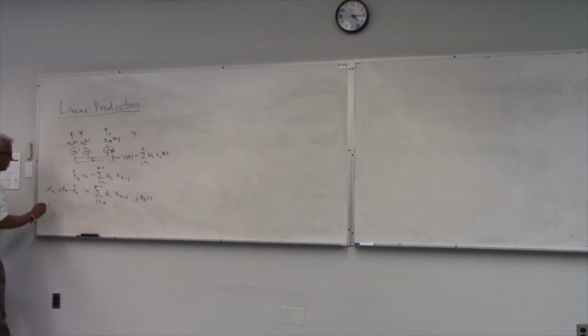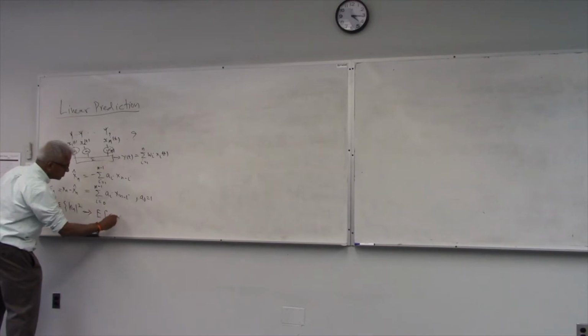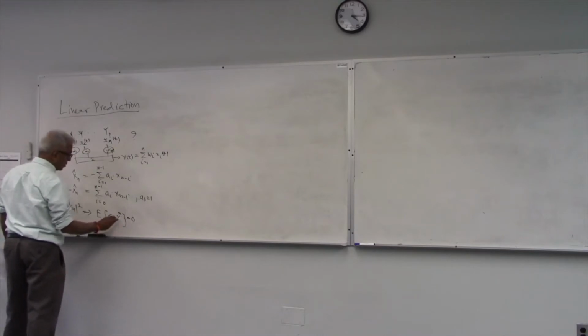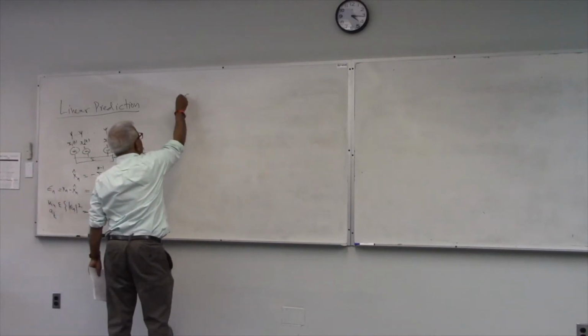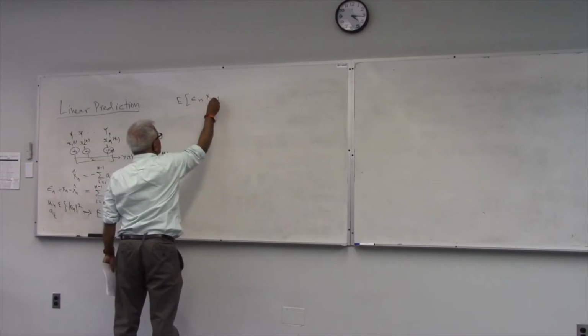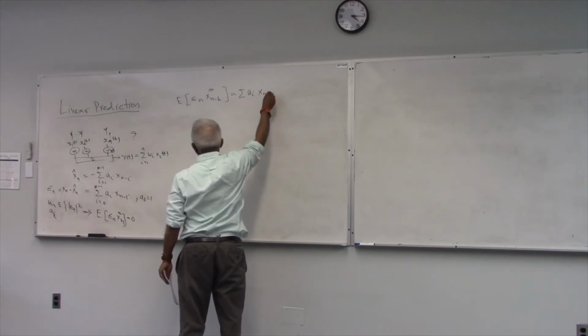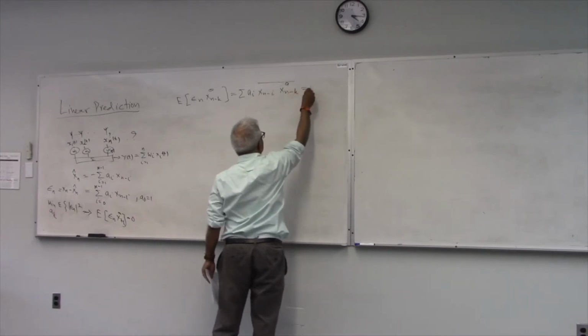You want to minimize the error, the mean squared error. And the minimization is with respect to these Ak. When you take the derivative with respect to Ak, you get the condition that error is orthogonal to data. Data, I'm going to write it as n minus k. So if I use error is orthogonal to data, error is going to be the sum of ai x(n minus i) times x(n minus k), and the expectation of this should be 0.